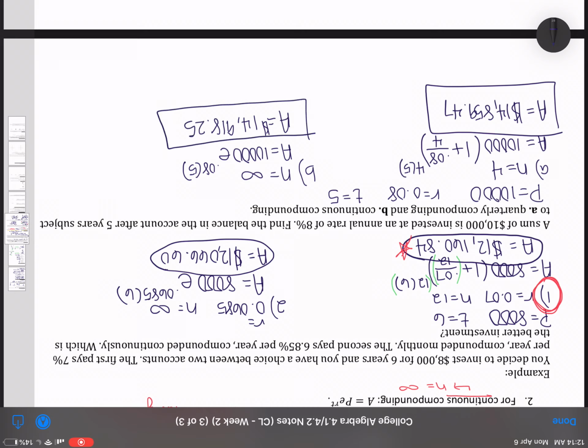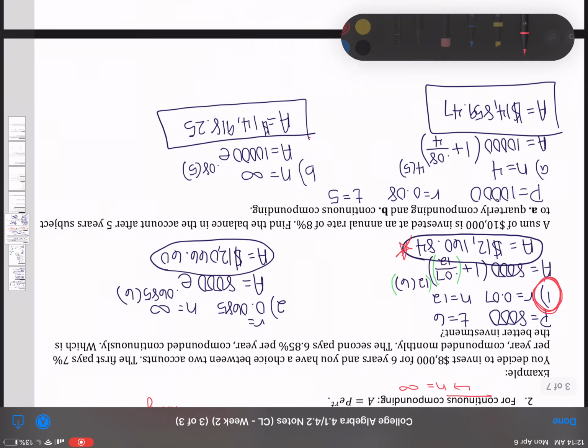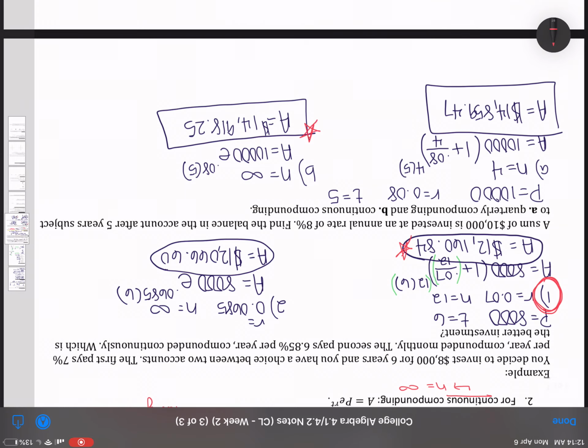So on this one, it's actually better for the continuous compounding because they were done at the same rate, and so we want to be continuous.